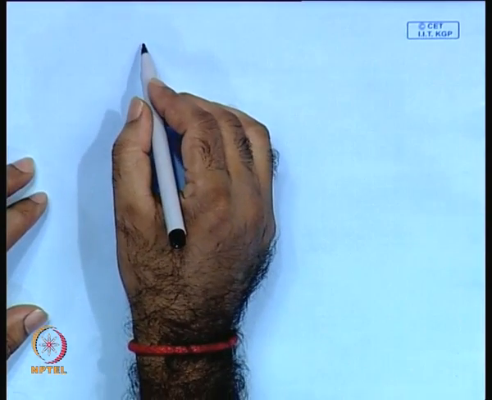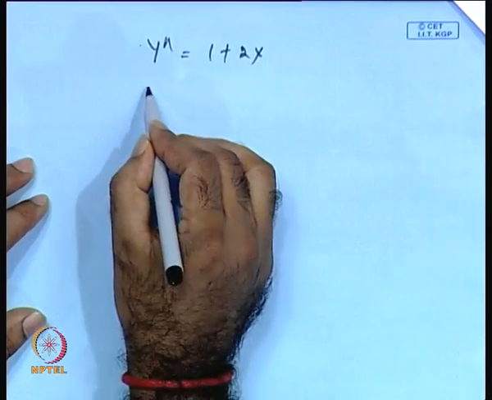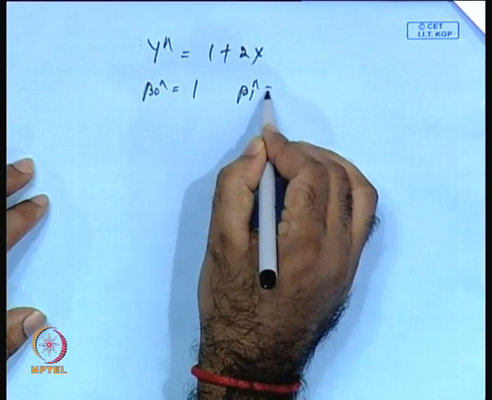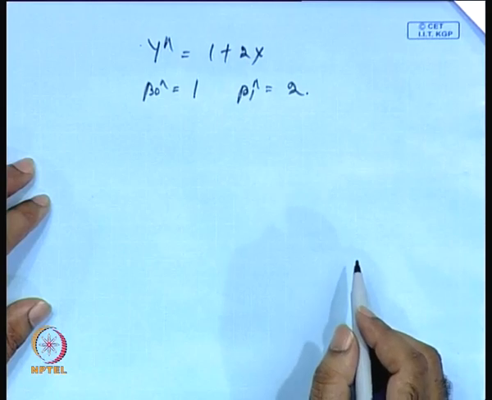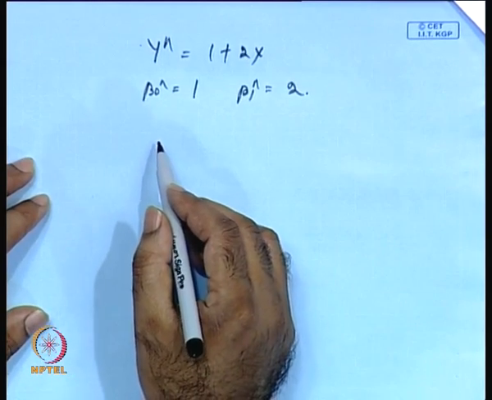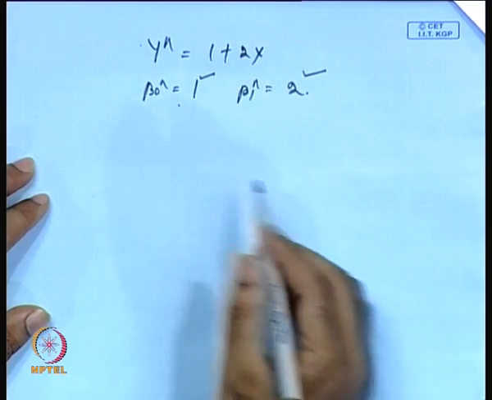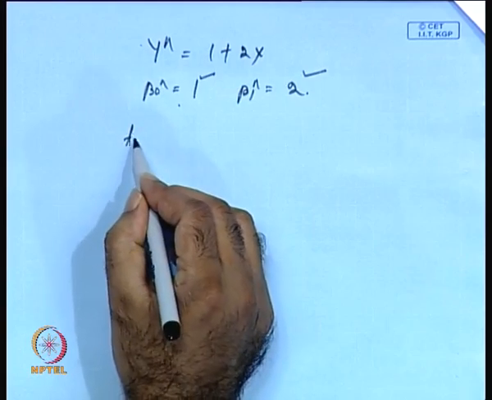So what have we received here? Our model will be like this: y head equals 1 plus 2x. That means beta 0 head equals 1 and beta 1 head equals 2. Now we need to know whether beta 0 head is significant or beta 1 head is significant. So we would like to calculate t of beta 0 head.